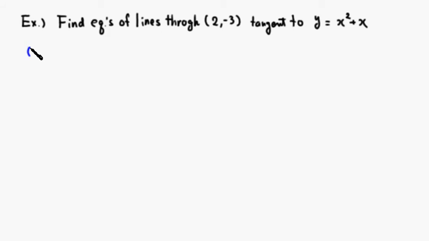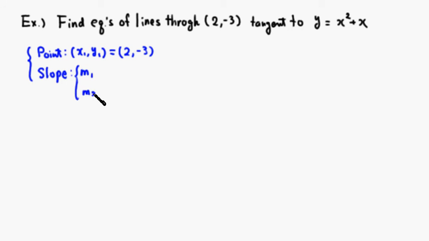So we need to know a point, let's call it (x1, y1), and this is given. Both lines go through (2, -3). So we have that. Now we need to find the slopes, let's say m1 and also m2, because there are two of them.